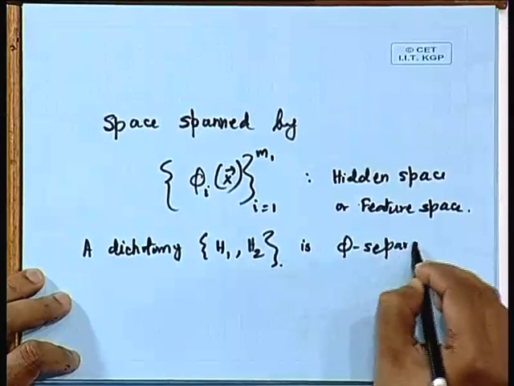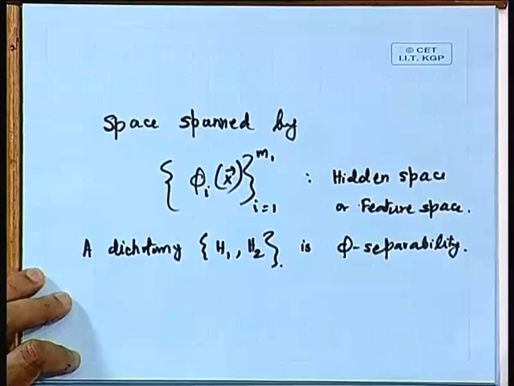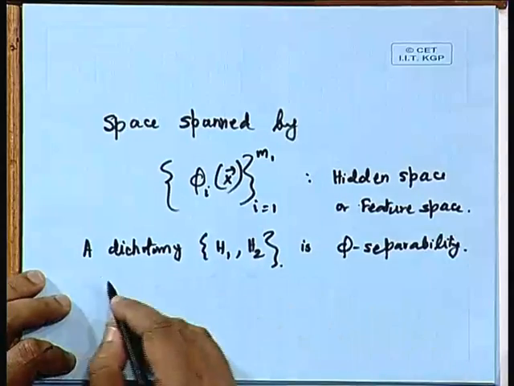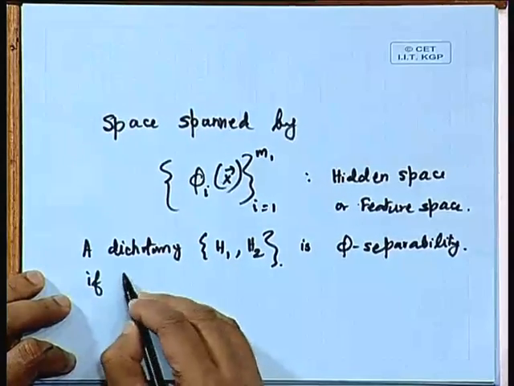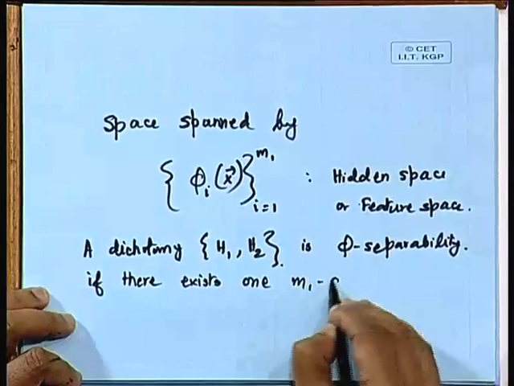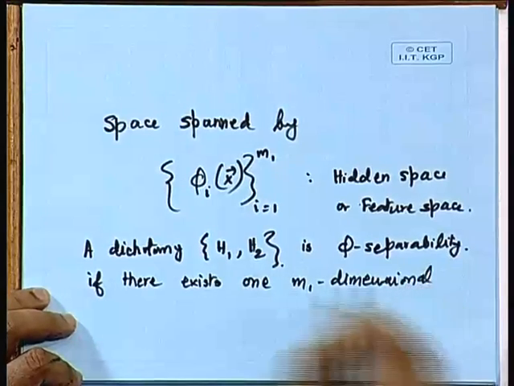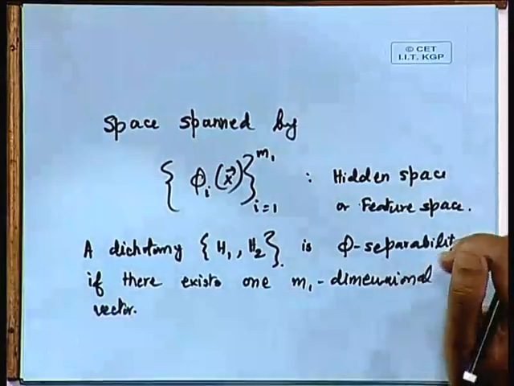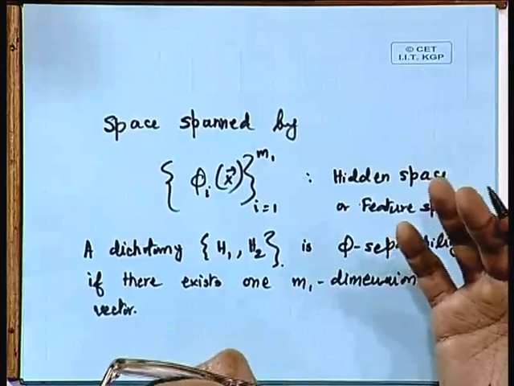The definition of phi separability is just putting mathematical words into what I had already talked of at the beginning of our discussions on Cover's theorem: this dichotomy is phi separable if there exists one m1 dimensional vector. In fact, finding one such m1 dimensional vector itself is good enough, because we have chosen a family of functions. There are m1 number of such functions, and if one of them fulfills the separability criteria, then using the phi functions is worth it, because at least one member is able to solve our problem.